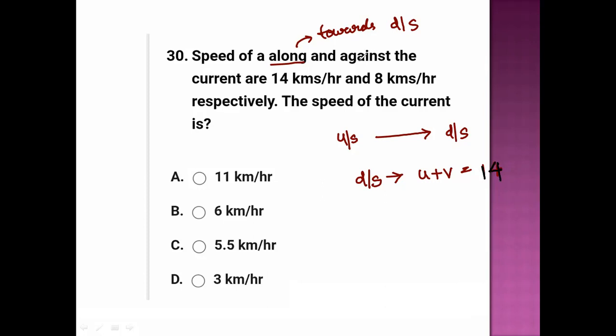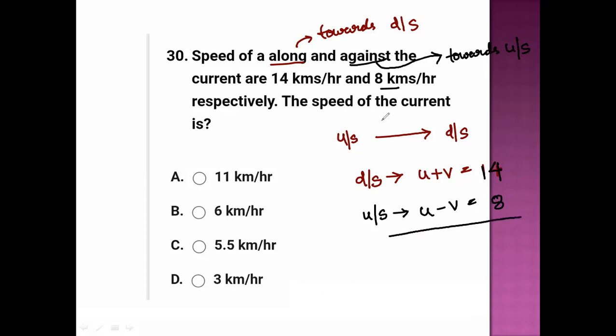Similarly, against the current means towards upstream. And you know that towards the upstream, the relative speed will be equal to u minus v. So what is u minus v? They have given that as 8.